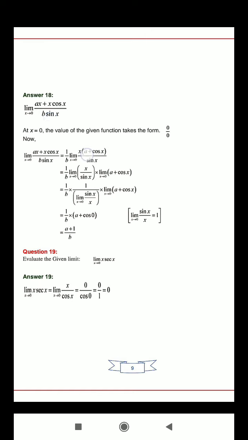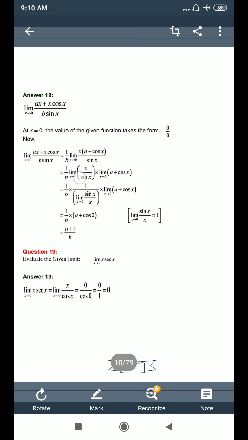The b has nothing to do with the x, so I have taken this b outside, and in the numerator I have taken x as common. You see it is common. So in numerator you have a plus cos x upon sin x. Now limit x tends to 0, we can write x upon sin x separately into limit x tends to 0 of (a plus cos x). It can be written as 1 upon limit x tends to 0 of sin x by x, into limit x tends to 0 of (a plus cos x). Now we know that this thing is 1, and in this you put x equal to 0, so it will be a plus cos 0. Cos 0 is actually 1. So it is 1 upon b, (a plus 1) is the answer.